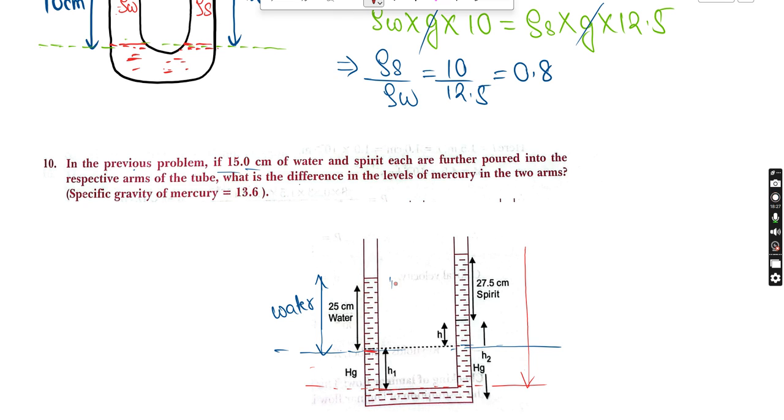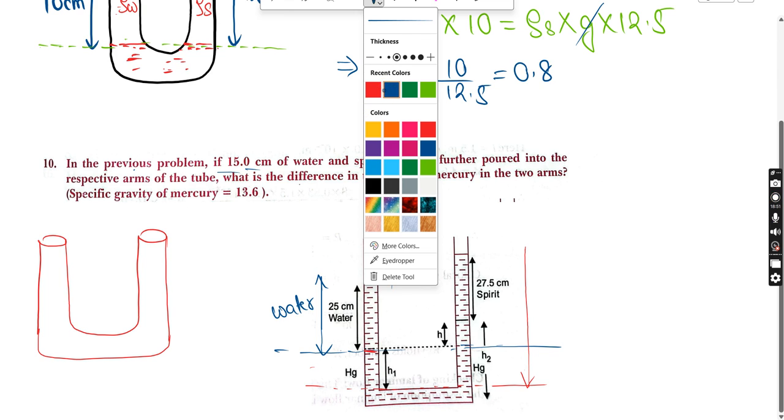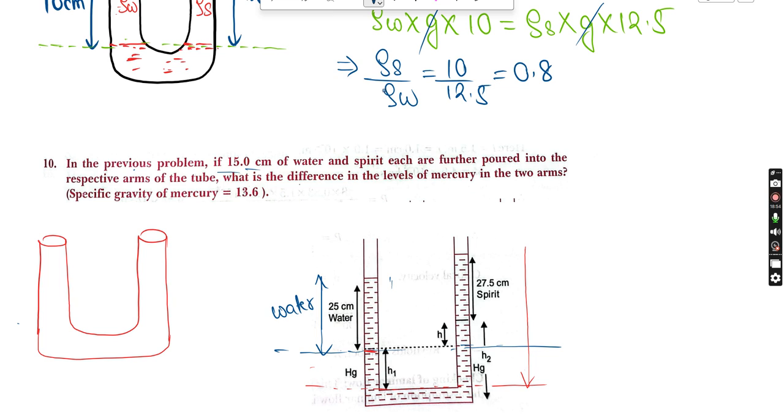Let's take an example of a U-tube. This is a U-tube. You can observe what is going to happen in the U-tube. Suppose there is spirit. Mercury will try to settle at the same point. Suppose this one is water, and water is there up to here. This level of water is 25 centimeter. Now you can observe that the spirit will go more up.